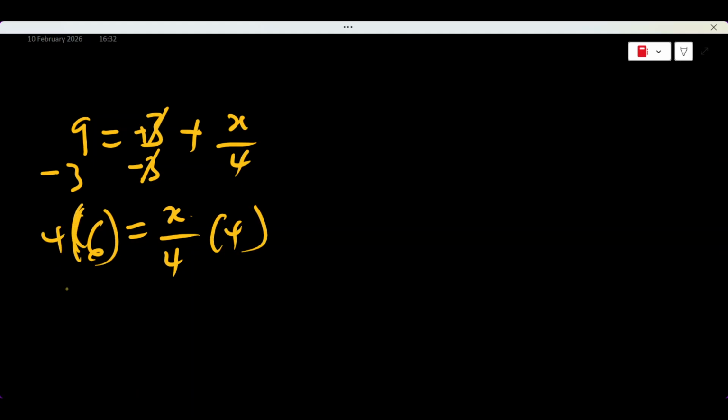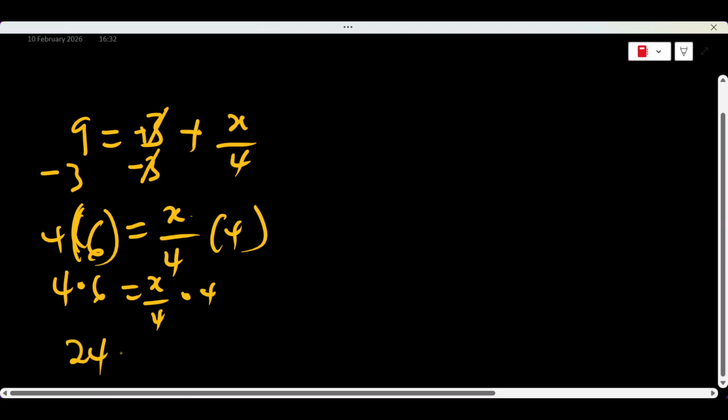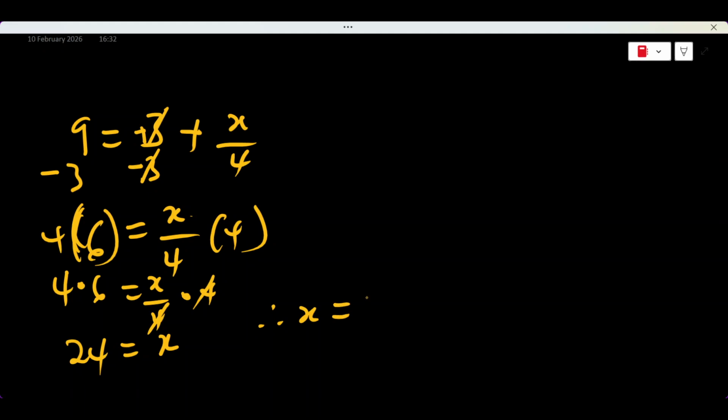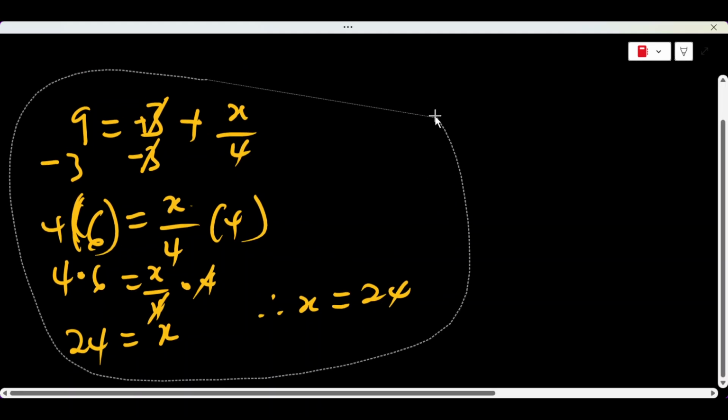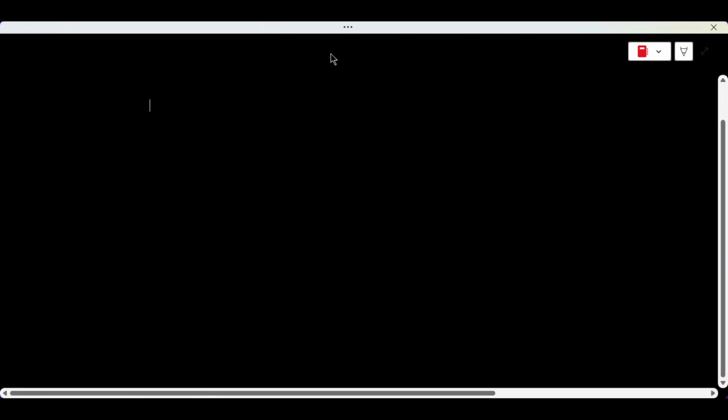You can write it as 4 times 6 equal to x over 4 times 4. It's the same multiplication. So 4 times 6 is 24, equal to this one, and this will cancel in the x. Therefore, x equals 24. I hope that is clear. All right, so you can pause the video and try your hand on this.